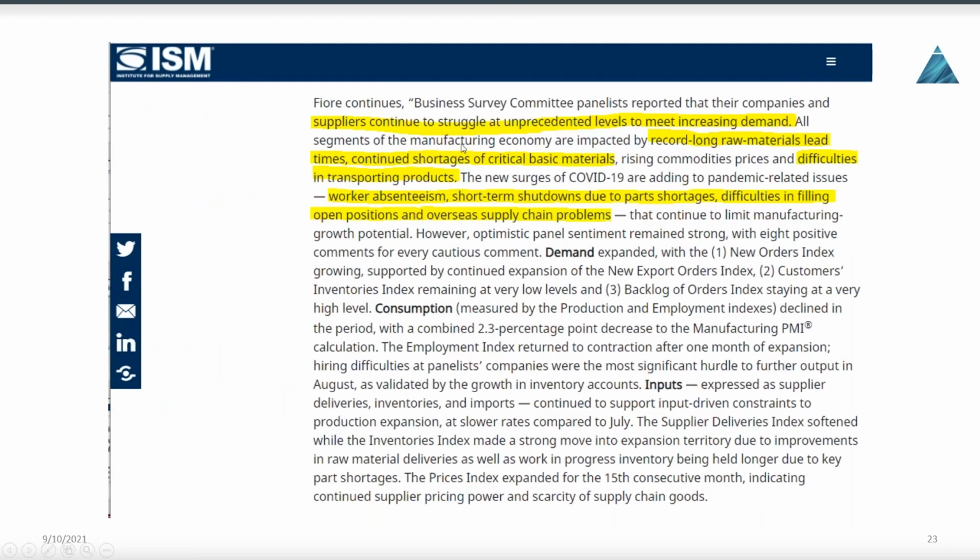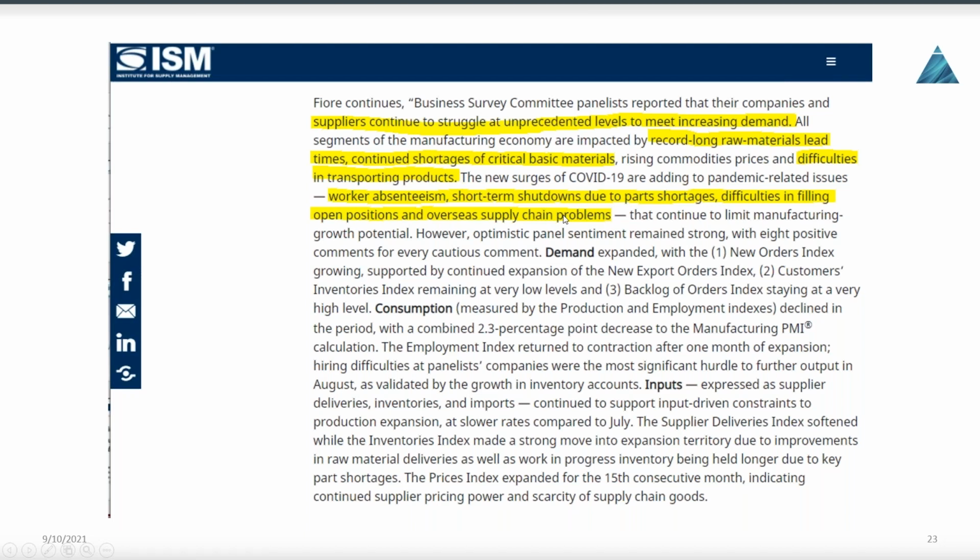And if we read into that press release, I highlighted some of the key takeaways here. In the surveys they're generating from producers and panelists, they're saying that suppliers continue to struggle at unprecedented levels to meet increasing demand. So all segments of the manufacturing economy are impacted by record long raw materials lead times, continued shortages of critical basic materials, difficulties in transporting products, worker absenteeism, short-term shutdowns due to part shortages, difficulties in filling open positions, and overseas supply chain problems.